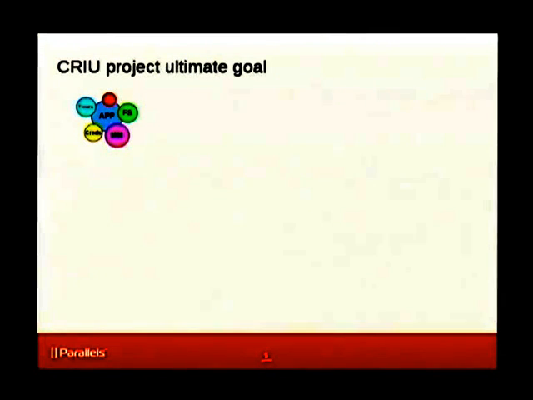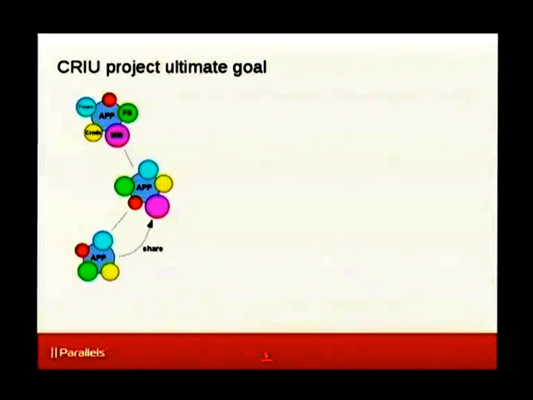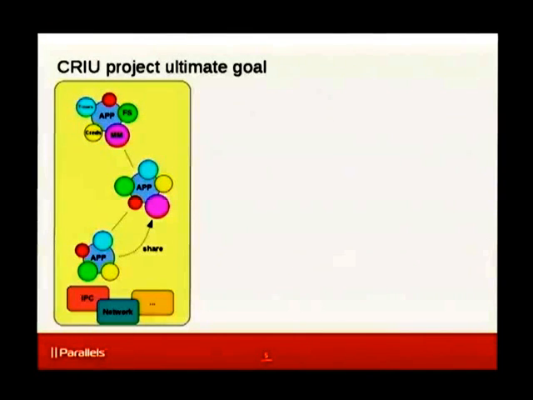What's our ultimate goal? The ultimate goal of the whole project. Let's consider you have an application. It can have various resources: virtual memory, open files, credentials. A typical Linux application has lots of them. There may be more than one application, and several applications can share various things with each other, for example open files or even memory or many other things. These applications can live in an environment known as containers or namespaces or sometimes control groups.